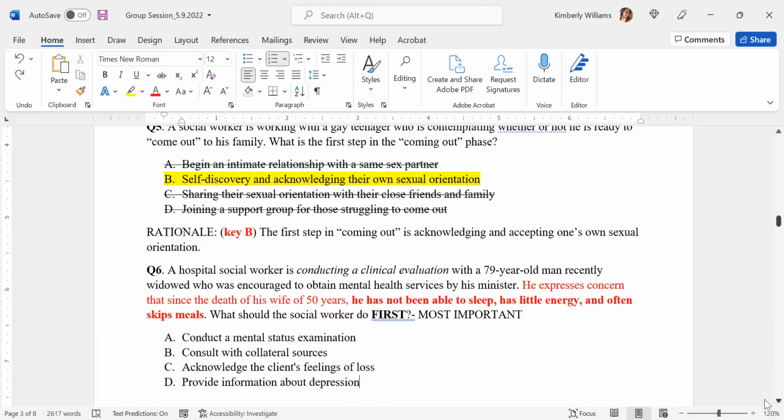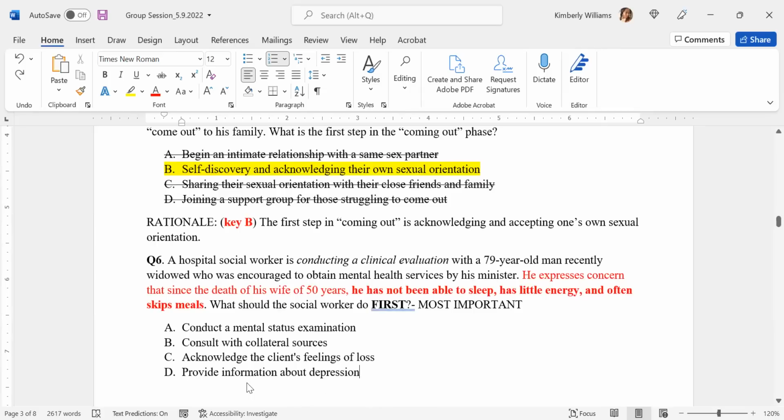Somebody said scratch? I said scratch as well. Okay, so why do we want to scratch that one? Well, if we're in the beginning, I don't think it says engagement or assessment, so I don't think I would do that in the beginning. Okay, just want to hear y'all's rationale. All right, what about C? Acknowledge the client's feelings of loss.